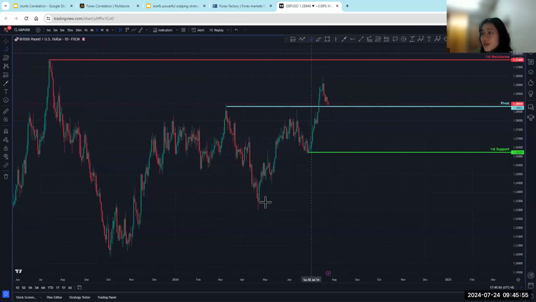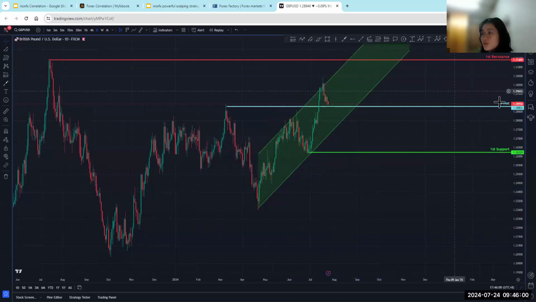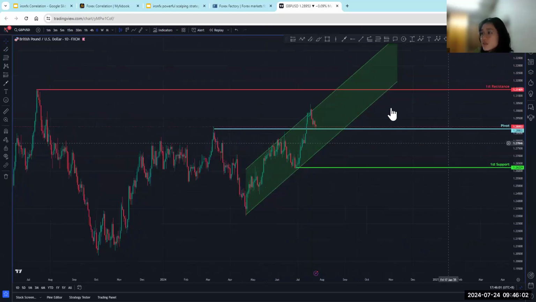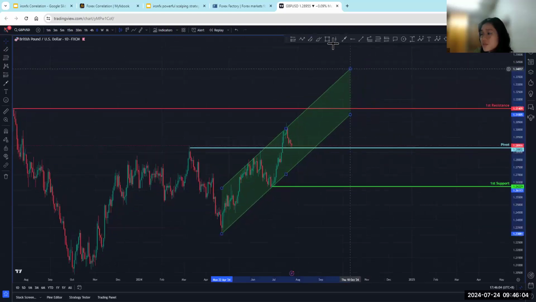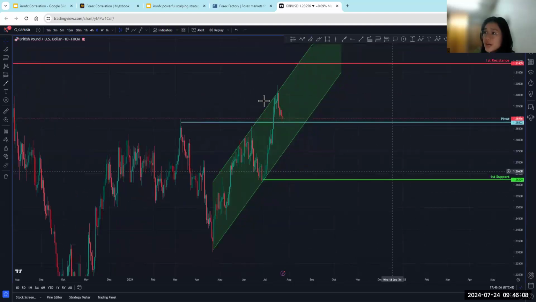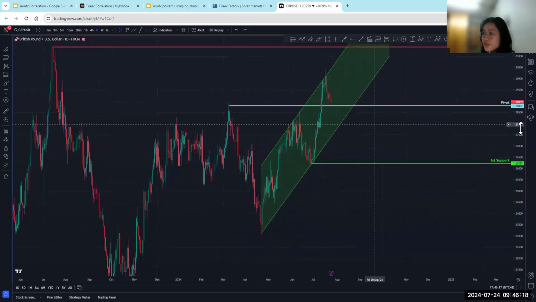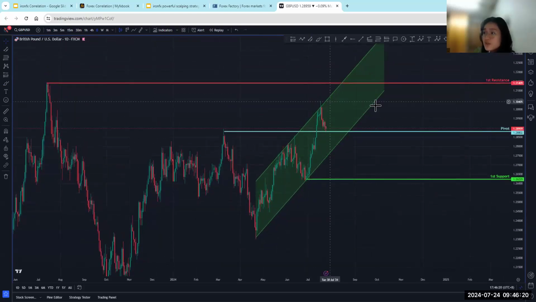Let's see if we have a trend channel. No. Oh, actually, we do have this ascending trend channel. Basically, a valid trend channel needs at least 2 touches at the top and 2 touches below, which we do have here. Since price is moving in this uptrend, we are expecting it to continue within this ascending trend channel.